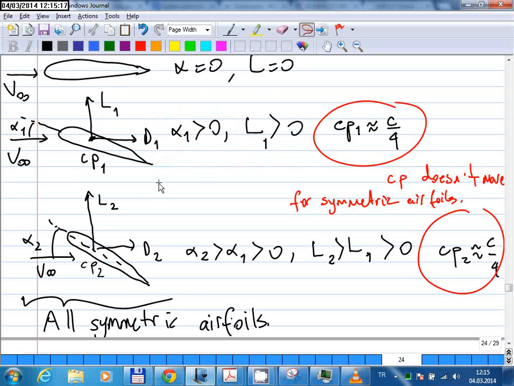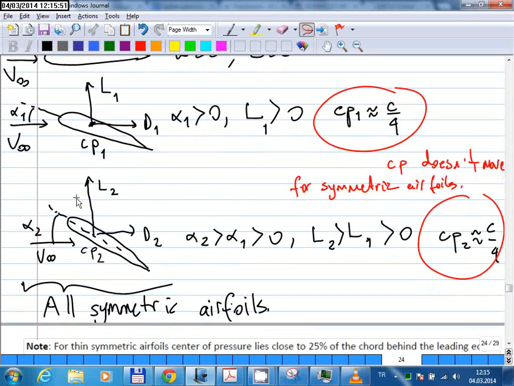And for symmetric airfoils, it turns out that the center of pressure is close to the quarter-chord point. So the C is your entire chord length, and the location of the center of pressure is 1/4 of your chord length from the leading edge. So if the chord length is C, this CP is close to 25% of the entire chord length from the leading edge.